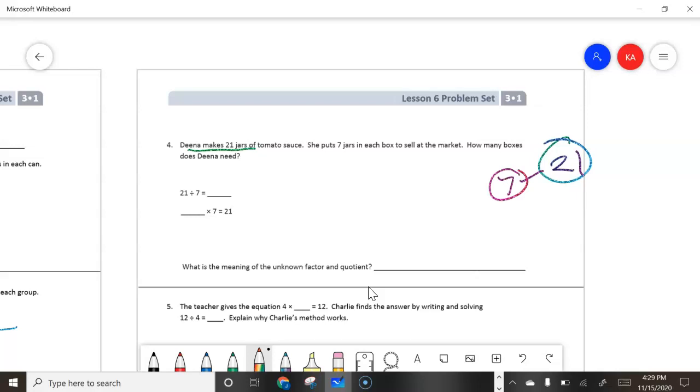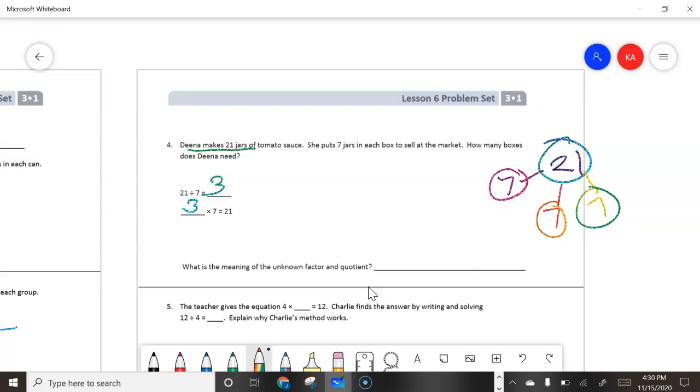So I don't know how many boxes or how many groups we have. So I am going to skip count by sevens until I get to 21. So 7, 14, 21. Boys and girls, how many groups did I come up with? 3. 21 jars of tomato sauce divided into groups of 7 equals 3 groups. So 21 divided by 7 equals 3, and 3 times 7 equals 21.